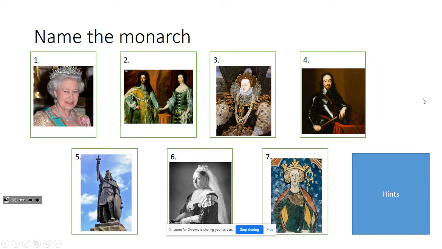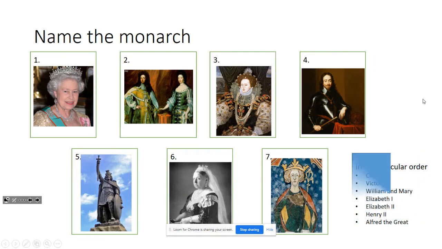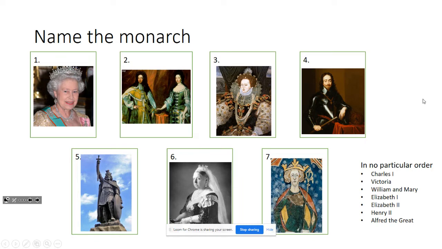Okay, so if you're struggling to remember who these people are, please use these hints to help you out. Got Charles I, Victoria, William and Mary, Elizabeth I, Elizabeth II, Henry II, and Alfred the Great. So who are all these monarchs? Let's have a look. So number 1 is Elizabeth II, our current queen. Number 2, there are 2 of them, so it's William and Mary.